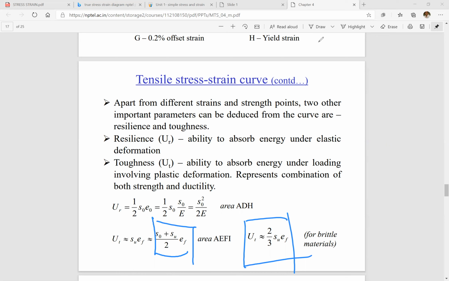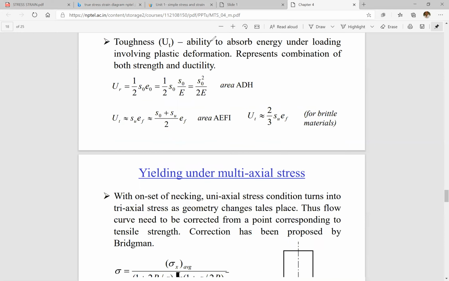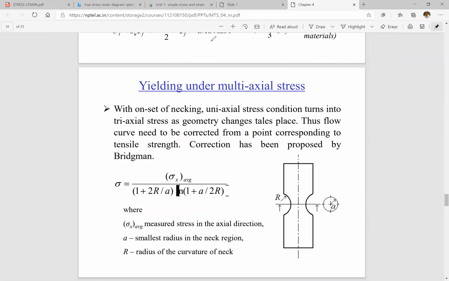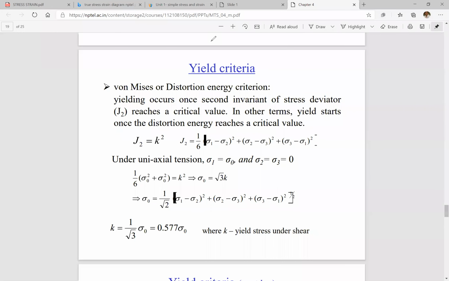Okay, we'll go next. Then the yield criteria. The yield criteria must be in your course. For the yield criteria we need to calculate J2, which is the invariant of the stress deviator. What is the invariant stress deviator? What are three-dimensional stresses? We'll go through the details, then we'll go for the yield criteria.